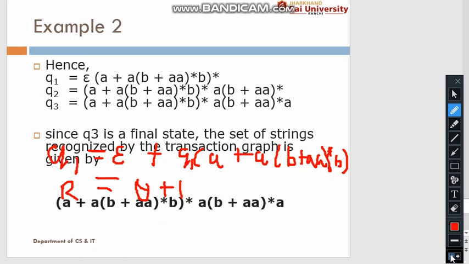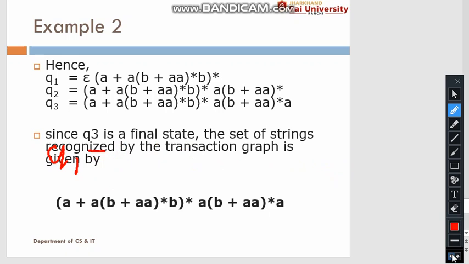So when we write the equation in this form, we will get the value of q1 as epsilon into (a plus a into (b plus aa) whole to the power clean closure b) whole to the power clean closure. And we know that anything multiplied with epsilon will be the same.